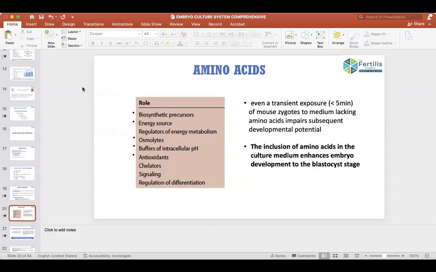Now we'll discuss the amino acids. They are buffers of pH. They are antioxidants, chelators, and they have signaling mechanisms. And the inclusion of amino acids in the culture media enhances embryonic development to the blastocyst stage. So there was an experiment carried out when amino acids were included and when they were not included. It was found that with the right amino acid at the right stage, the blastocyst development was much better.